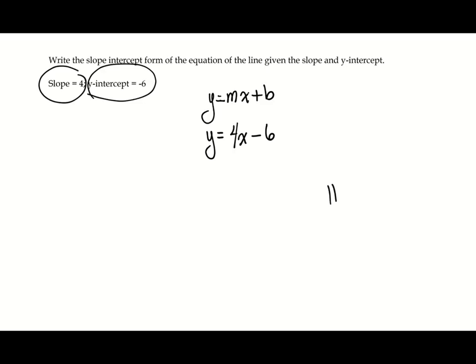Try numbers 9 through 12. They should be super quick and easy.